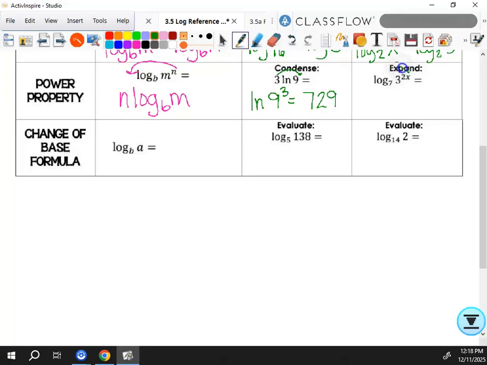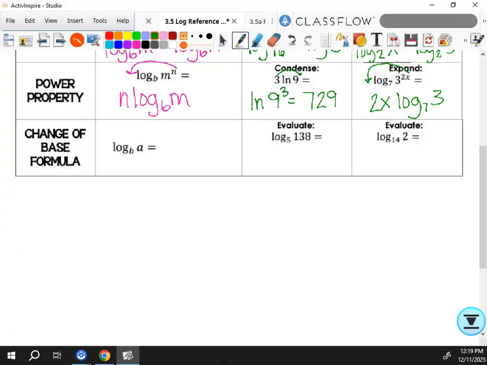Here's my exponent. It's going to come out in front. So I got 2x times log base 7 of 3. Okay, listen, because if that 2x was 2 terms, when I bring it out in front, I need to make sure that it was in parentheses so that whole thing is getting multiplied by the log. So anytime you have anything with more than one term, it's always safest to put it in parentheses when you're dealing with it. Any questions at all?